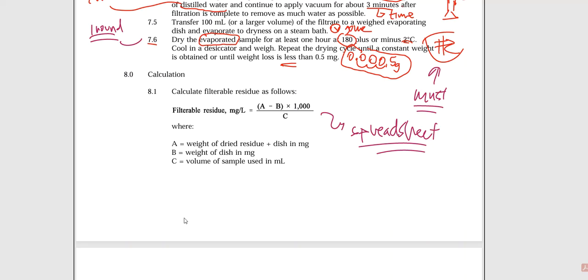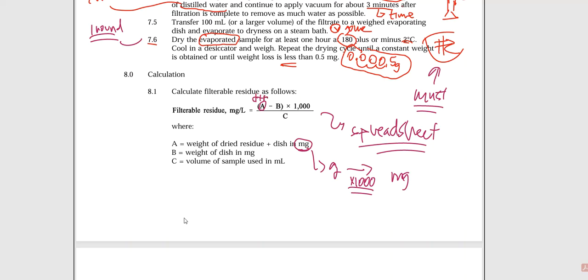So in order to calculate this, it looks like I'm going to take the weight of the dried residue plus the dish in milligram. Keep in mind, our balances are measuring in grams. So in order to get to milligram, you need to multiply by 1,000. That is how we go from gram to milligram. Whatever value you get on our balances gram-wise, you need to multiply by 1,000 in order to get that into milligram.